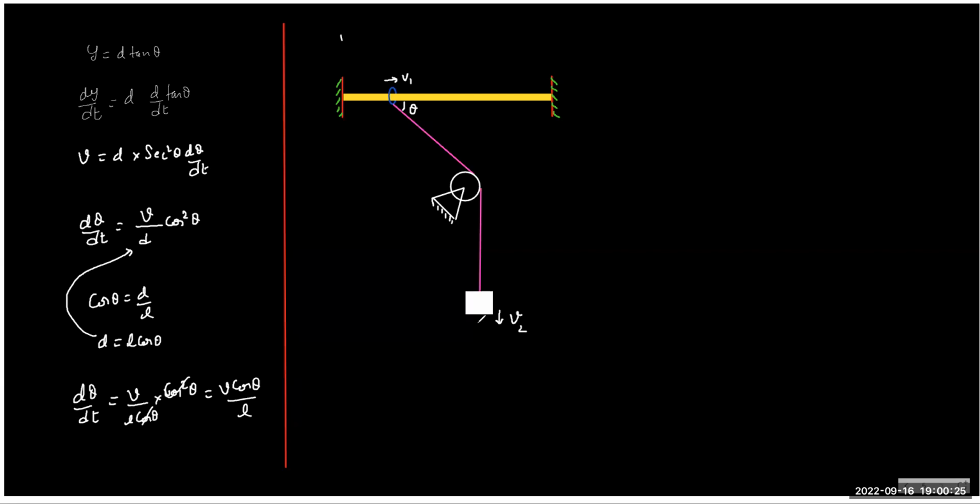Sir, here nothing is constant, no? Yeah, that's why here at that instant only we have to relate. When the angle is given theta, at an instant the angle is theta. So what is the relationship between v1 and v2 in terms of theta?